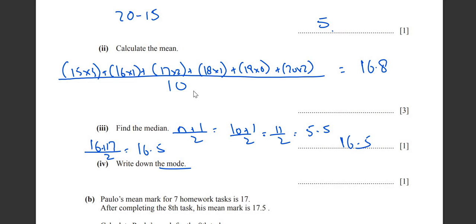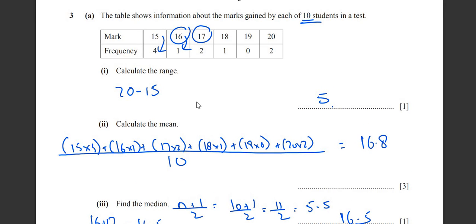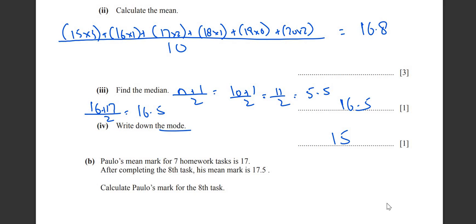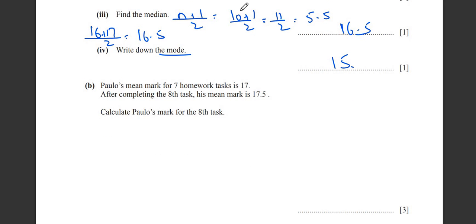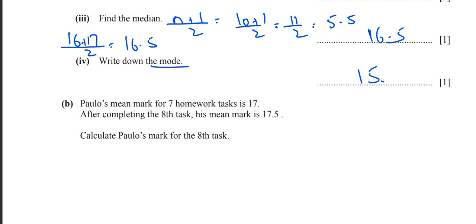Next question says write down the mode. Mode is the highest occurring number, so 15 occurs 4 times, so mode is 15. Next question says, let me zoom it in.